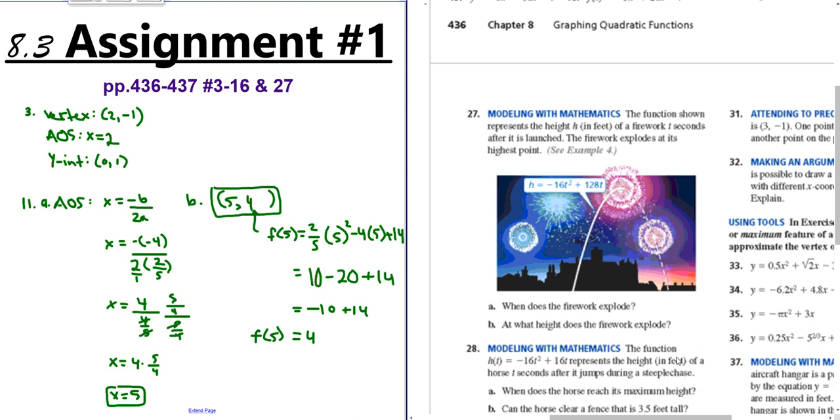I like this problem a lot. This one says the function shown represents the height of fireworks t seconds after it's launched. So you're starting at ground level, height of 0. You're launching those fireworks up, and they get to a highest point. It says the firework explodes at its highest point. So at the highest point, at the maximum, that's where the firework goes off. So part A says, when does the firework explode? If I'm at the highest point, at the maximum, what is the value? This isn't using an x, it's using t. So what's the value of t at that maximum?